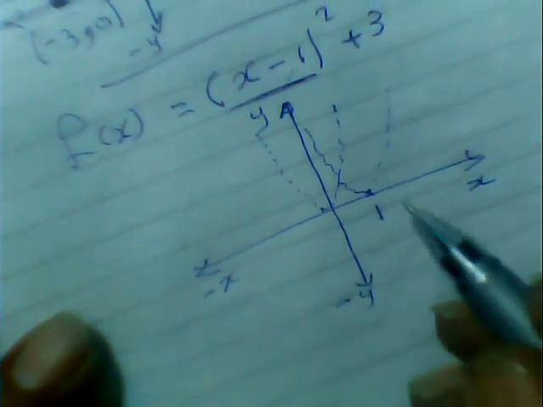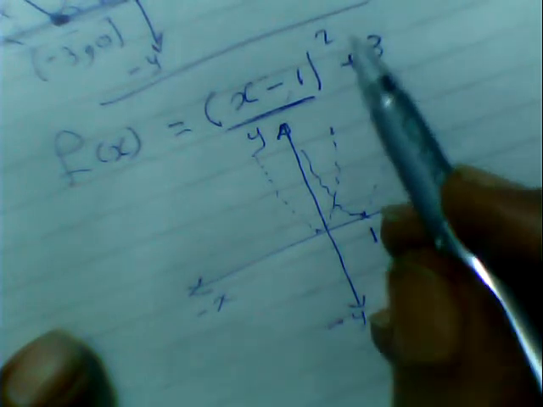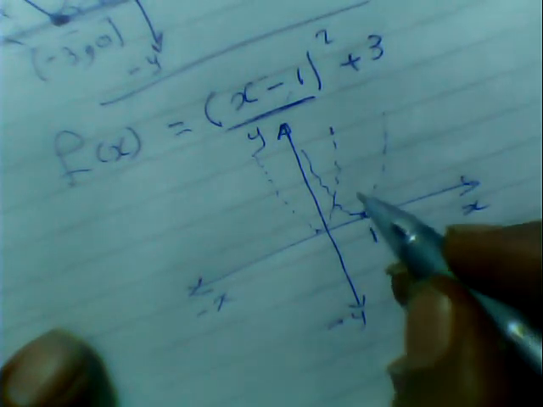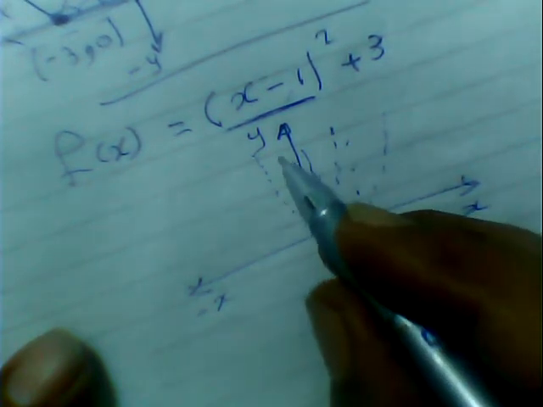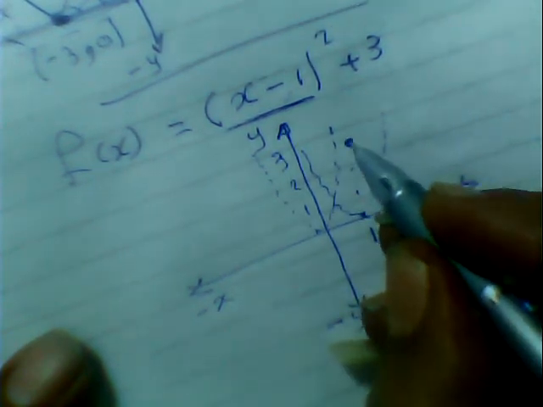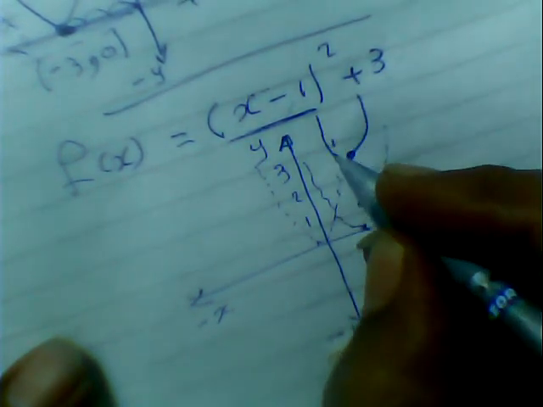Are we finished? Not yet, there is still something. We can move up 3 steps: 1, 2, 3. Then this is the vertex, and we can draw here.